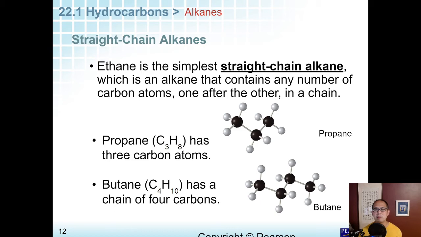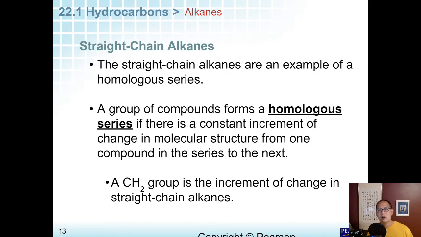Now, ethane is the simplest straight chain alkane. That just means an alkane contains carbon atoms one after another in a chain, and then hydrogens filling in the rest. So propane has 3 carbons, butane has 4 carbons. Now here we get to something that you're going to have to memorize.